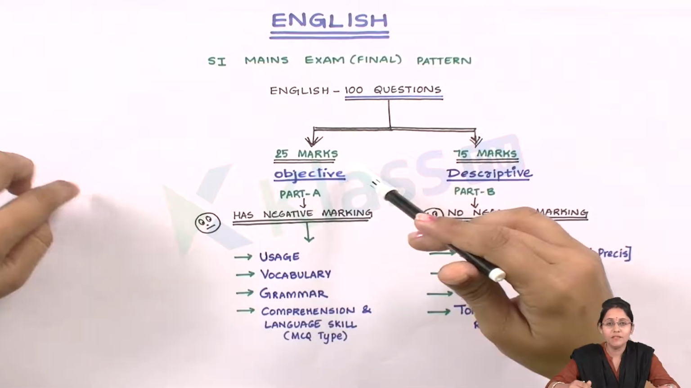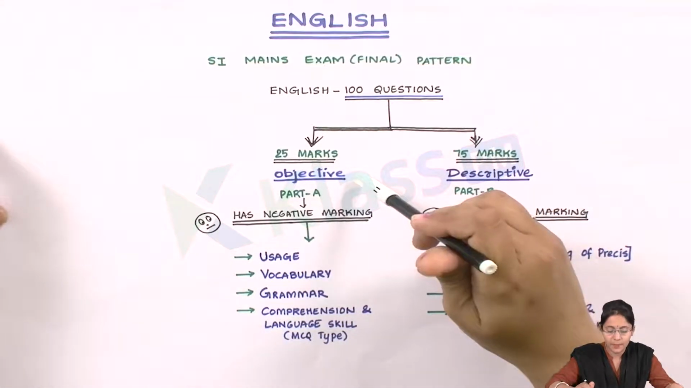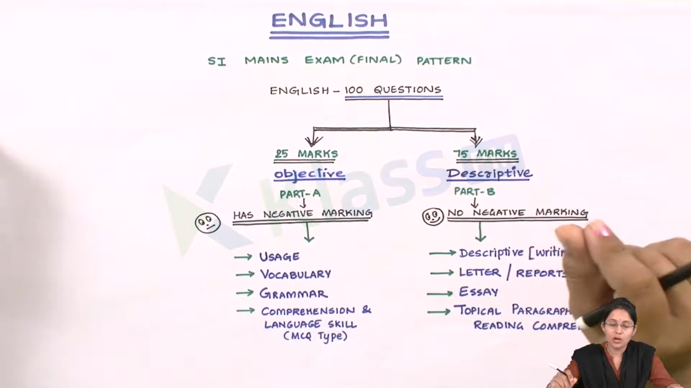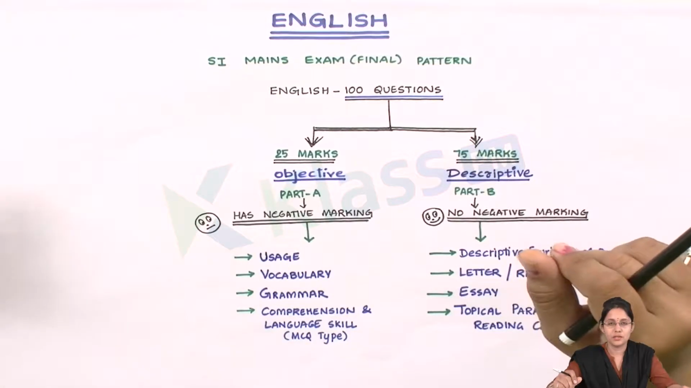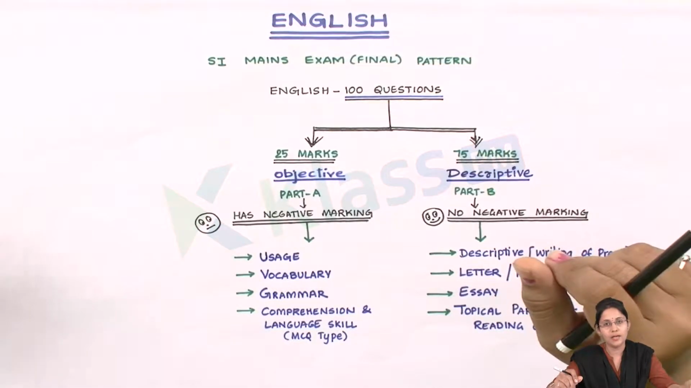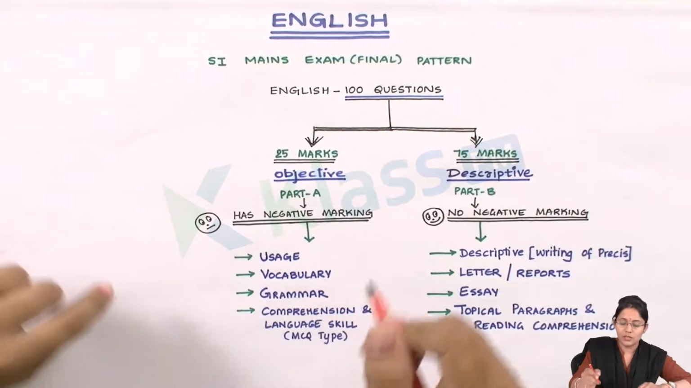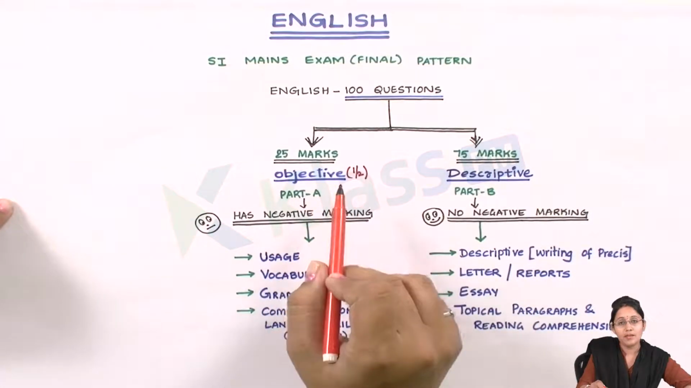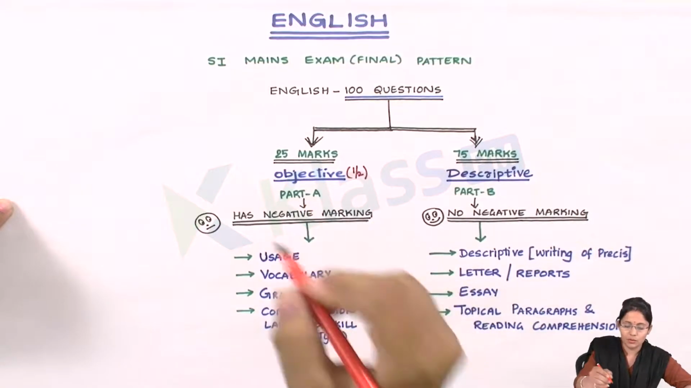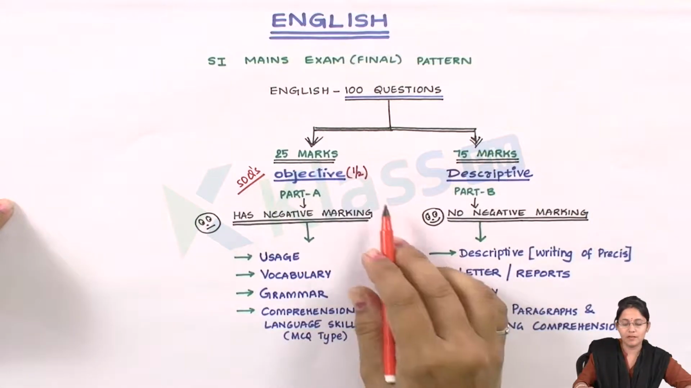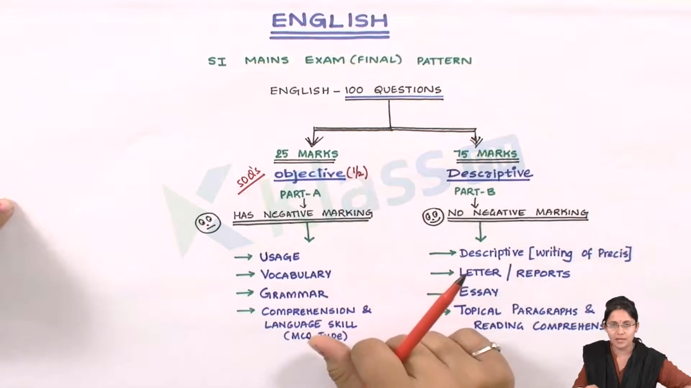These 25 marks of objective type will have negative marking. If you write a wrong answer, for example, there are 10 questions, out of which you wrote 5 correct and the other 5 are wrong. Here each question carries half mark. We have 50 questions carrying 25 marks, and each question carries half mark.